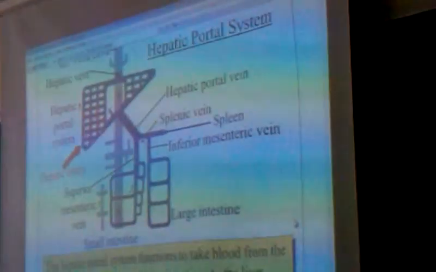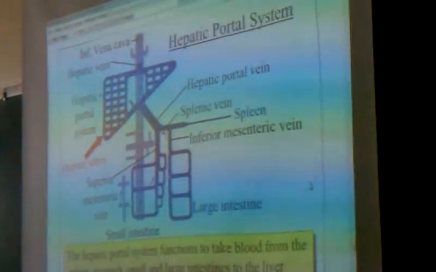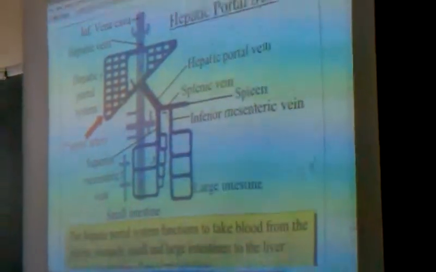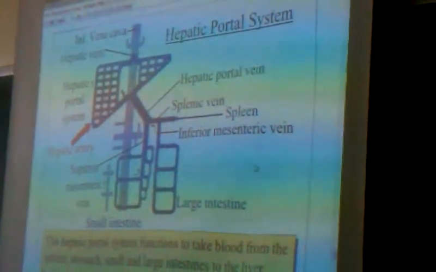Okay, we have two small types of circulation to look at now. One is fetal circulation, and the other is called hepatic portal circulation. All right. With hepatic portal circulation, it refers to the venous return.